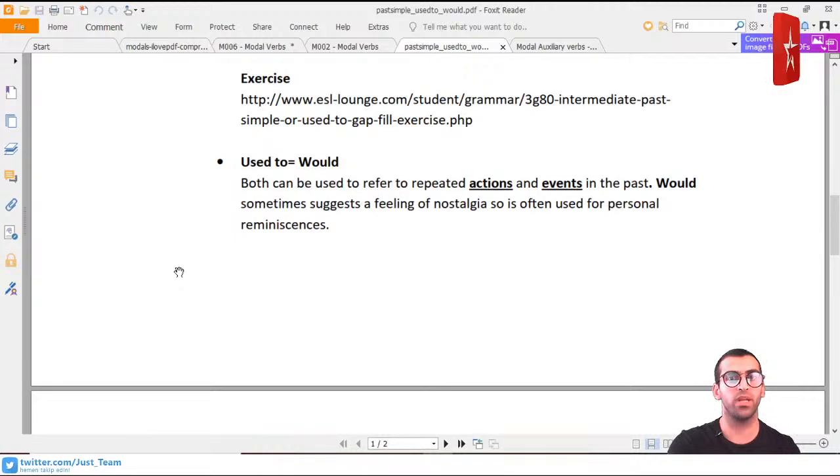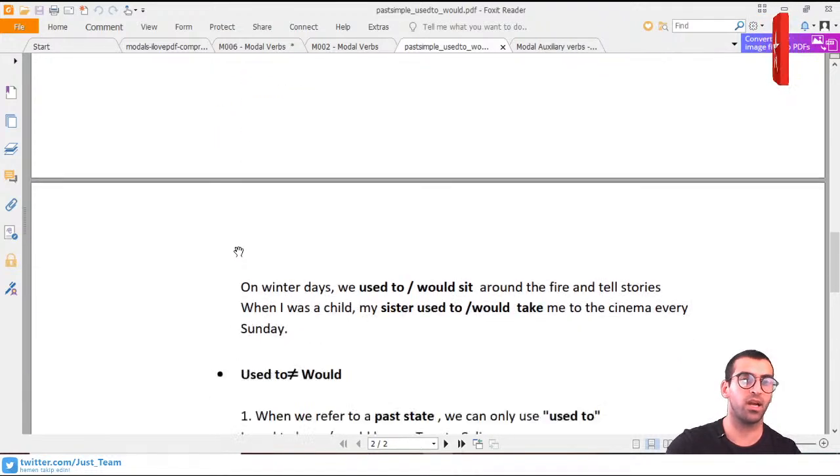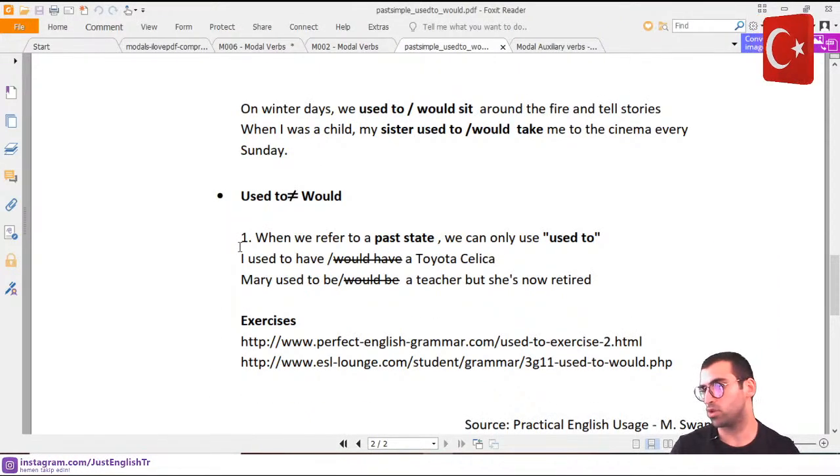But used to, like here you can see both, can be used to refer to repeated actions or events in the past. Would sometimes suggest a feeling of nostalgia, so it is often used in personal reminiscence. Like I will show you examples to explain it. For example, on winter days, we used to sit, or we would sit, around the fire and tell stories. When I was a child, my sister used to take me, or would take me, to the cinema every Sunday.